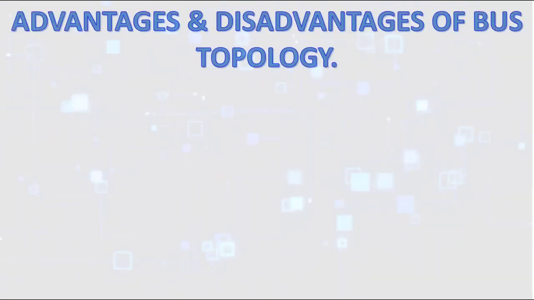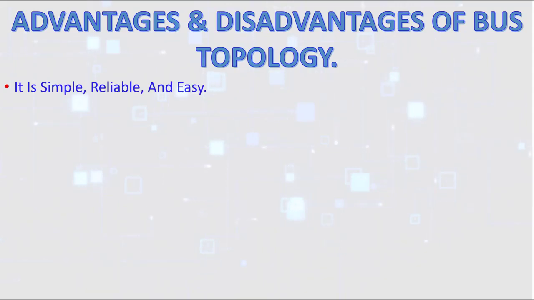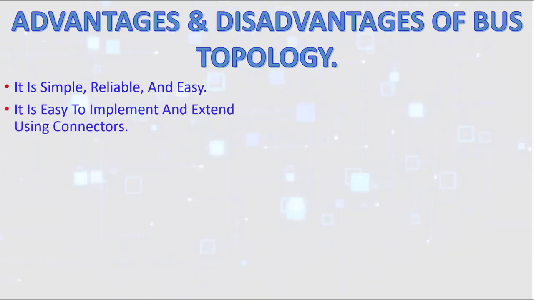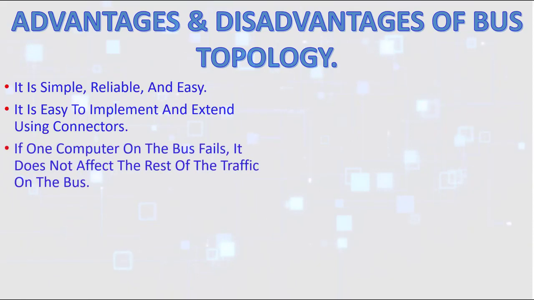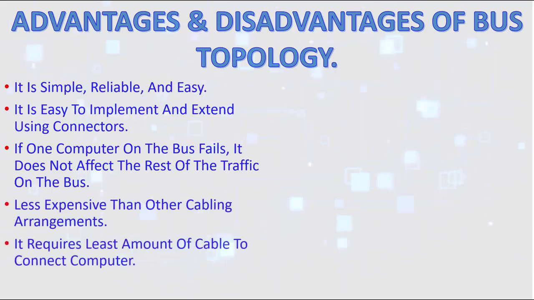Now we will see the pros and cons of the bus topology. Cost of the cable is less as compared to other topologies, but it is used to build small networks. If many devices are connected to each other in bus topology, the number of cables required to connect them is only one. If one system fails, it does not affect the rest of the traffic on the bus. It is less expensive, as only one cable is used to connect all the nodes together.